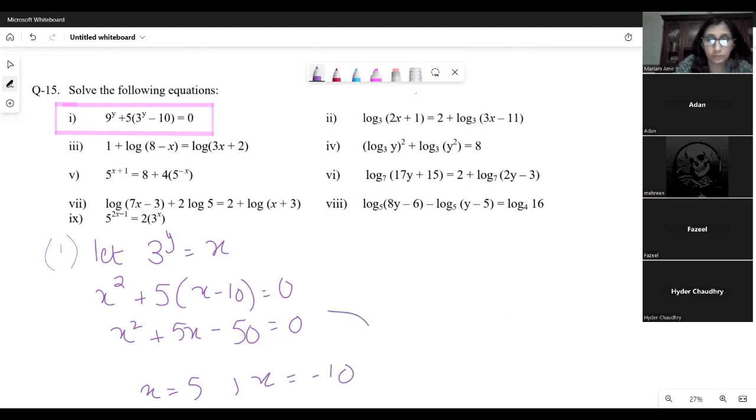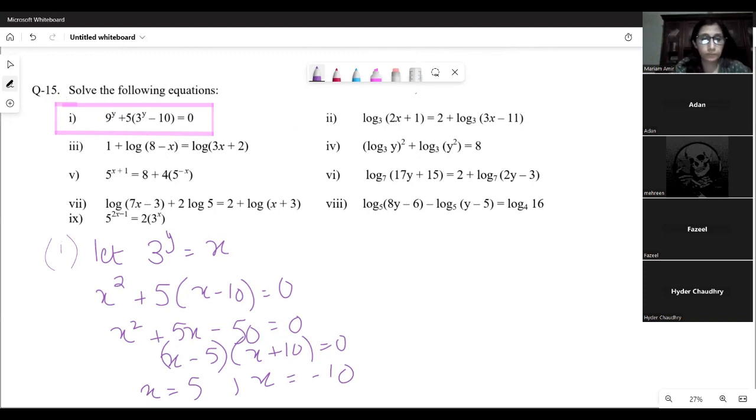You can't directly jump from here to here. There's a missing step that has marks in the marking scheme. I'm going to write that now: x minus 5 bracket x plus 10 bracket equals 0. Okay, so x has to be replaced with 3 power y. So 3 power y equals 5 and 3 power y equals minus 10. Okay, then how does 3 go to the other side?